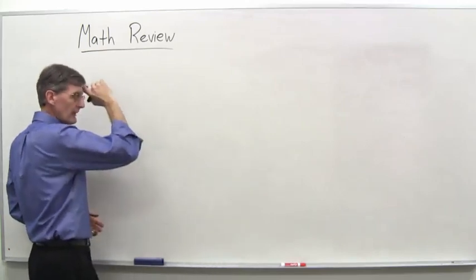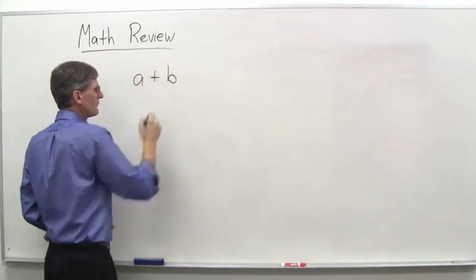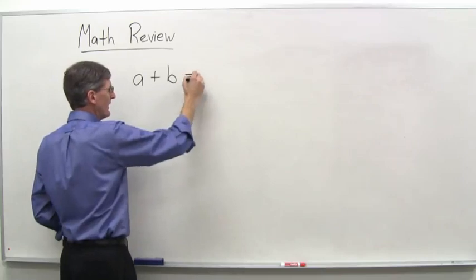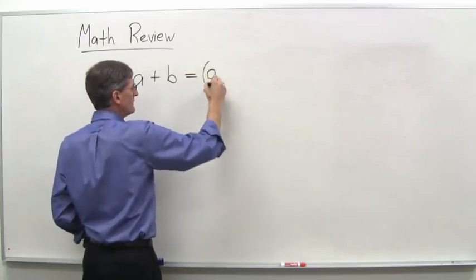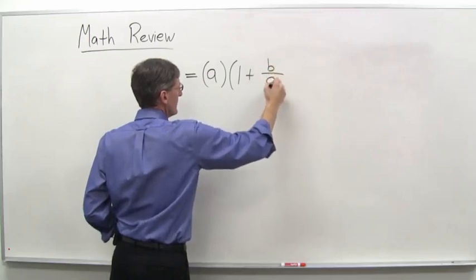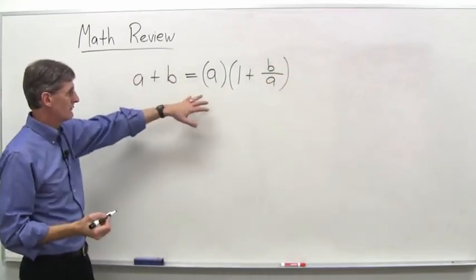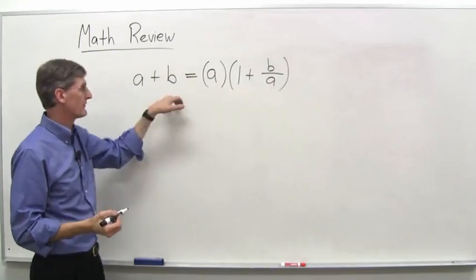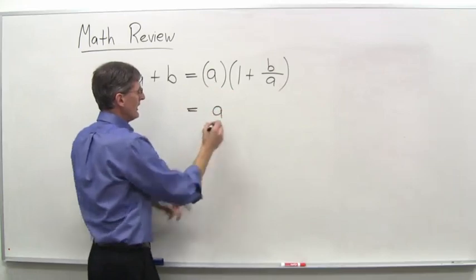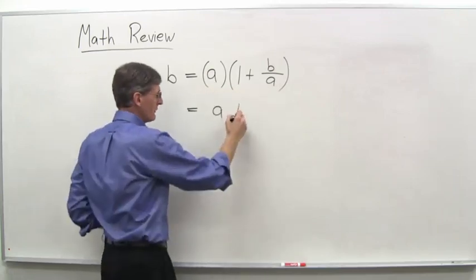What if we have something like this? If we say a plus b, remember we can factor things out. So we can write this as a times 1 plus b over a. Okay, remember how we did that? Because if we have this, we can get this back because we just go a times 1, so that's going to equal a, and I've got a times b over a. Remember how this works if it's really been a while for you?